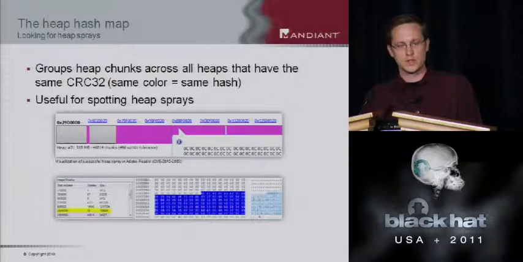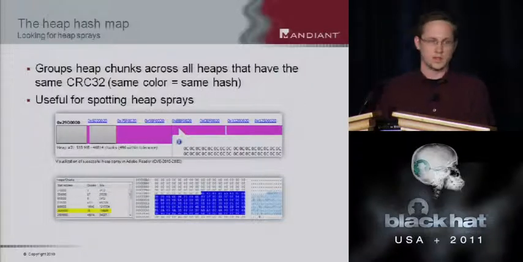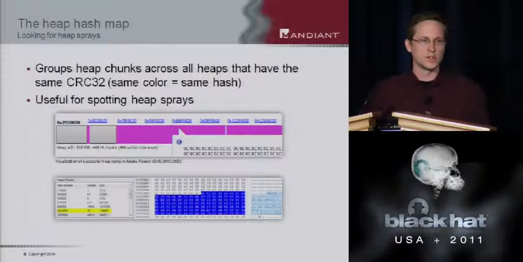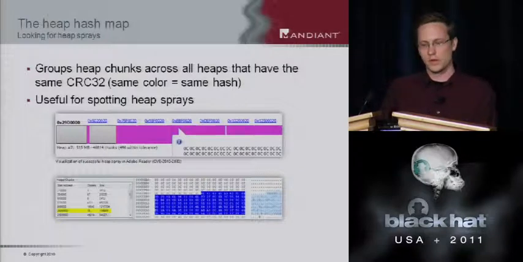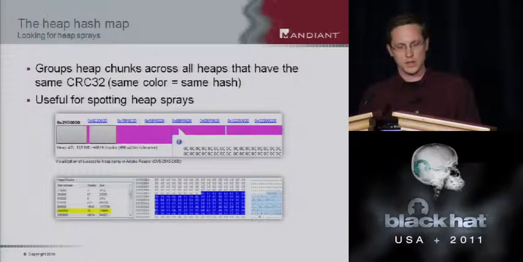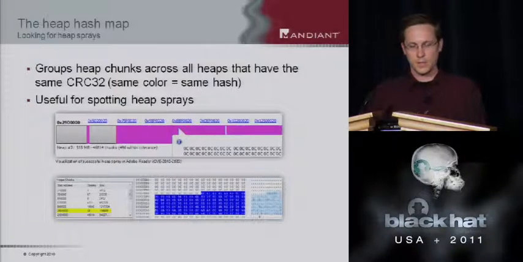So what it does is it walks all the chunks in every heap in the process, and for all the chunks that match a frequency and threshold that you specify, it will basically paint it on a bar, and all of the chunks that have the same CRC32 will be painted the same color. So as you can see in this screenshot, this is a successful heap spray in Adobe Reader. It stands out pretty obvious that there's a heap spray, and the addresses along the bar are the actual random chunk addresses that are in the heap.